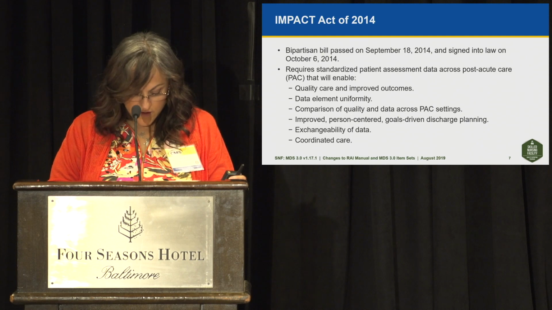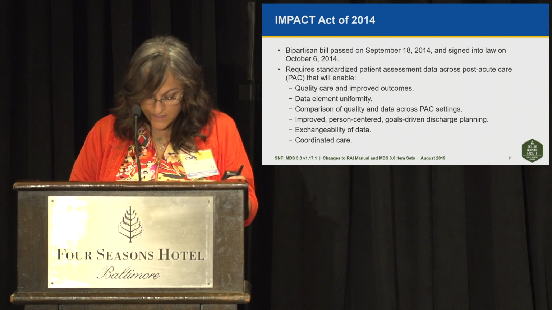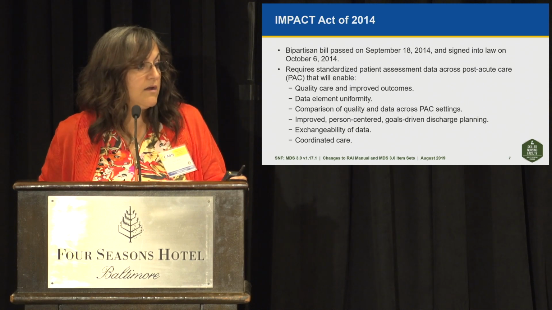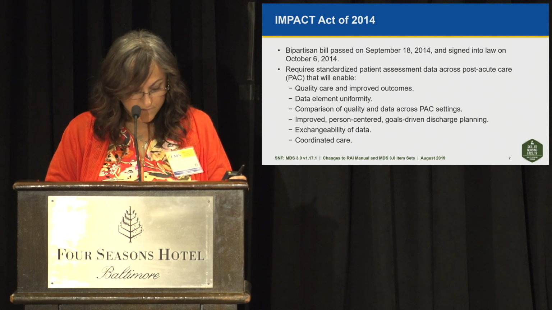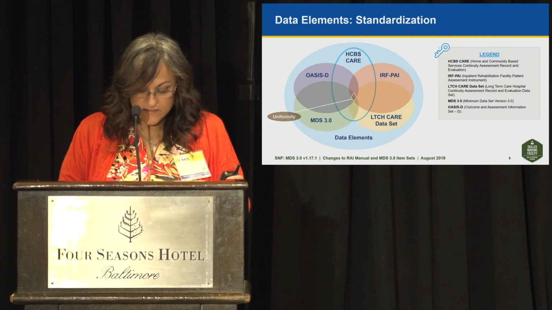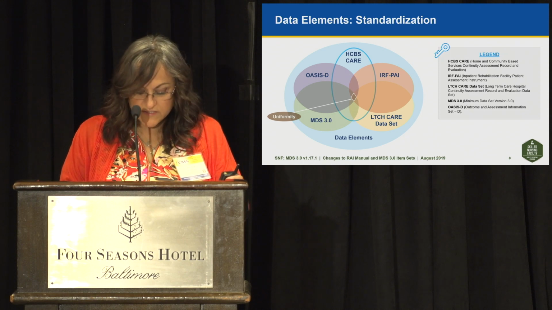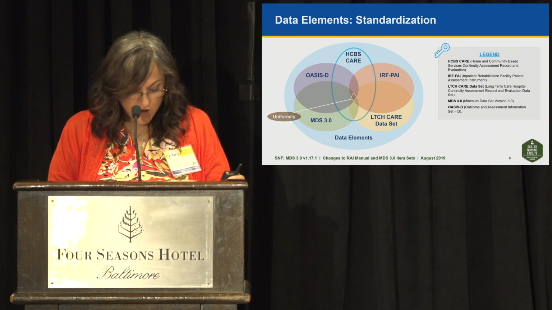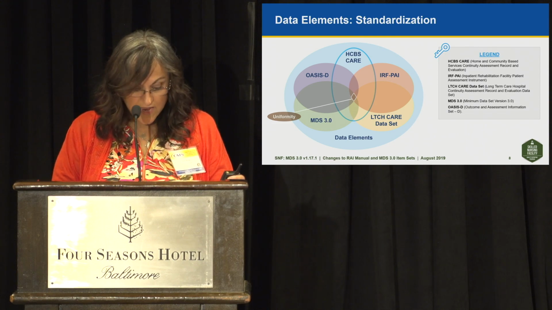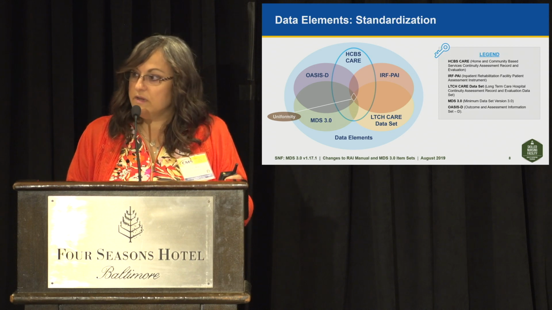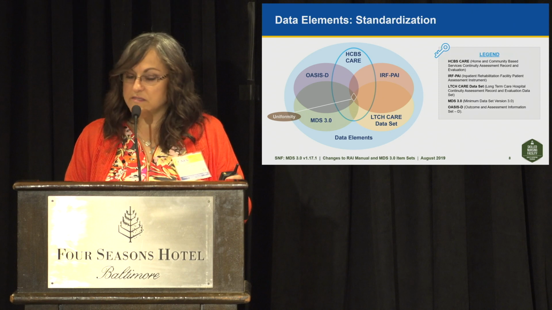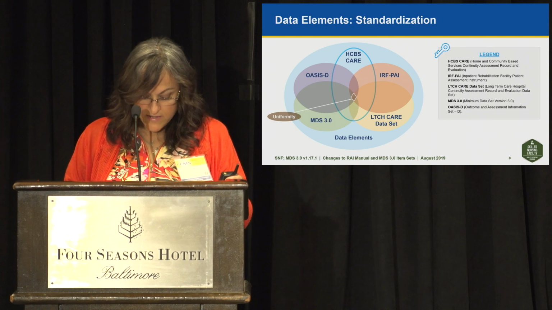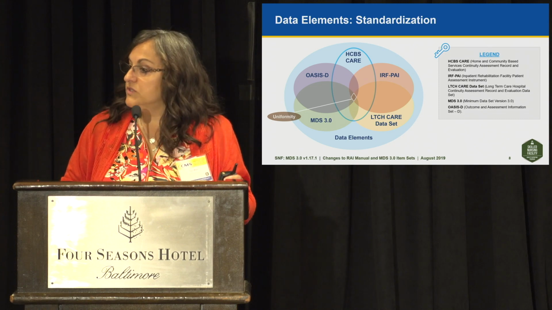We're also looking at improving person-centered, goals-driven discharge planning and allowing for electronic exchangeability of data, as well as to coordinate care across the settings. Next slide. You may have seen this graphic before or one similar, which really is a visual of data element alignment across the post-acute care patient-resident assessment instruments with the goal of uniformity between them. So that little diamond in the middle, although this graphic doesn't really show the alignment that we have achieved over these past several years, which is nearly 100% between the MDS and the LTCH CARE Data Set and IRF-PAI, it does provide the idea of what the goal is, which is uniformity.